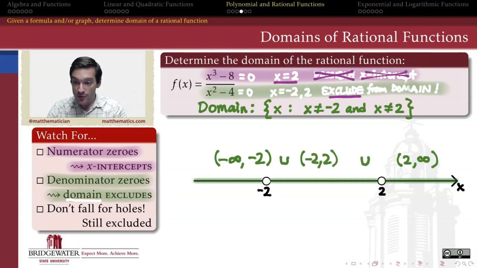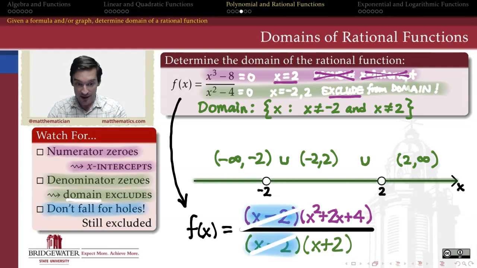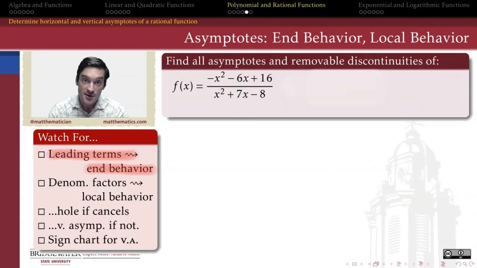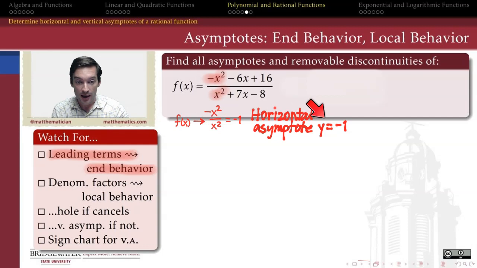And notice that this remains true even when one of the factors in the denominator might happen to reduce completely with a factor in the numerator, such as these x minus 2's canceling out. Even after simplifying, that value still needs to be excluded from the domain. Just as with polynomial functions, the end behavior of rational functions is governed by leading terms, only now it's the combination of the leading terms of the numerator and the denominator. When their quotient is a non-zero constant, as it is here, that constant gives us the function's horizontal asymptote.